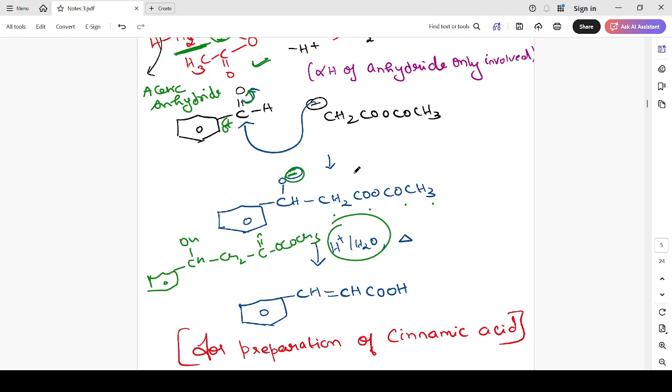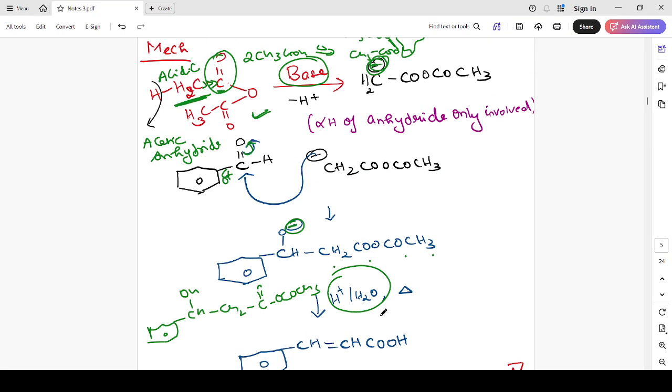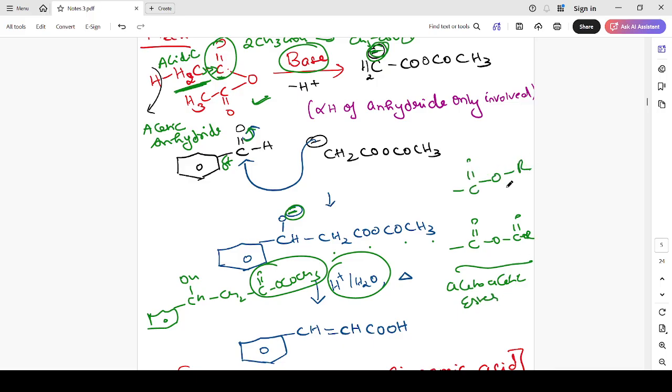Now you could see that, look at this unit here. CO, O, CO, CH3 is there. This is nothing but called acetoacetic ester. What is an ester? If it was OCO, I call it an ester. But you can see again a COO group is there. So it is called acetoacetic ester.